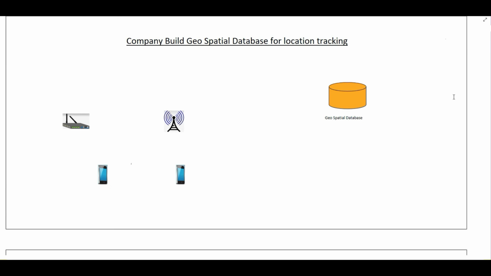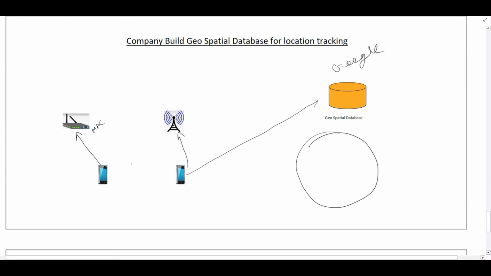So what is a geospatial database? Basically there is a database. Whenever a GPS enabled client is connected to a Wi-Fi router, which has a unique identifier like a MAC address, or whenever a mobile device is connected to a tower, it will send the data to Google, Apple, or this kind of company. They maintain the geospatial database. It holds the geographic location where the particular device resides, and mobile devices send these details to Google, which maintains the database.